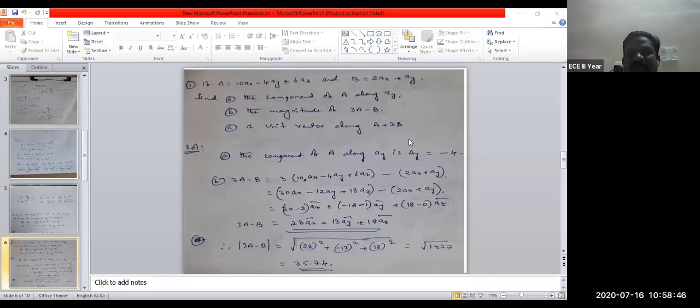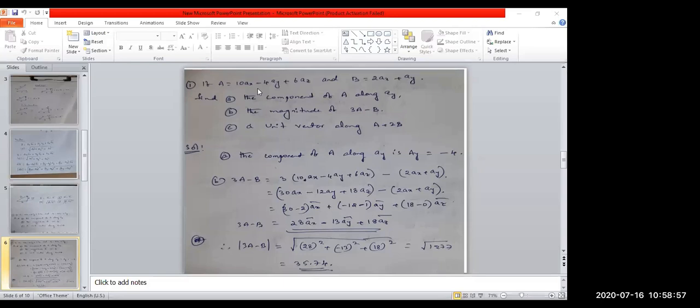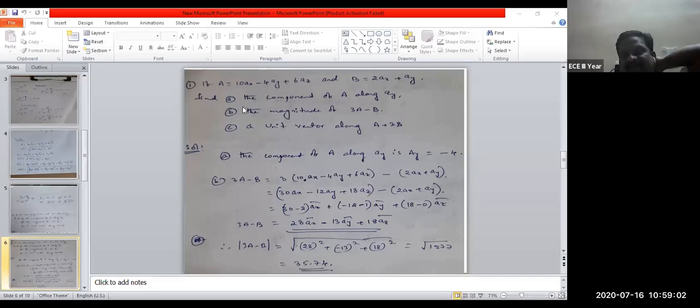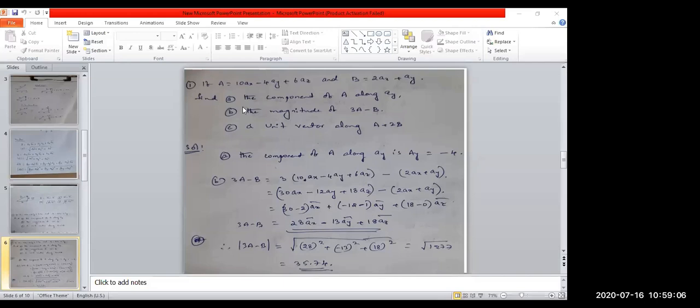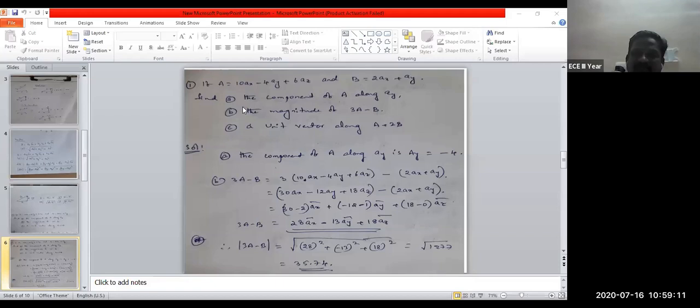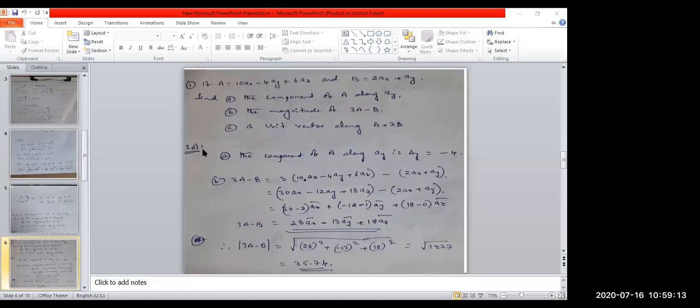A is as it is. What is a? 10ax minus 4ay plus 6az. Okay. Then what will be 2b? 4ax plus 2ay. Right. Find the resultant of that. First, find the resultant vector of a plus 2b: 14ax minus 2ay plus 6az. So that is the resultant vector of a plus 2b.